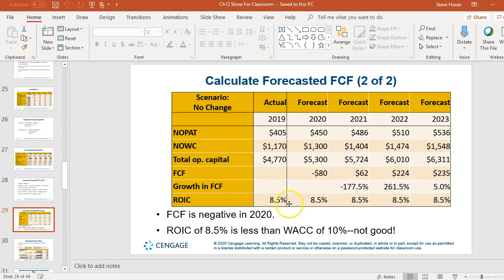However, my ROIC is 8.5%. And my WACC is 10. And remember that the goal is to make sure that your ROIC should be above 10, right? That should be hopefully anything above 10, we're making the company more valuable. Anything below 10, we're actually reducing the value of the company. So this is a good analysis to do.